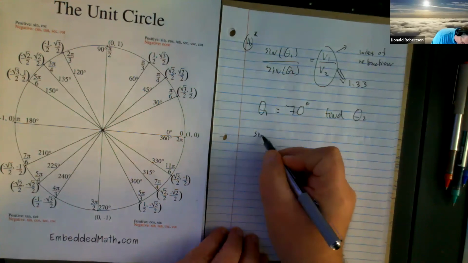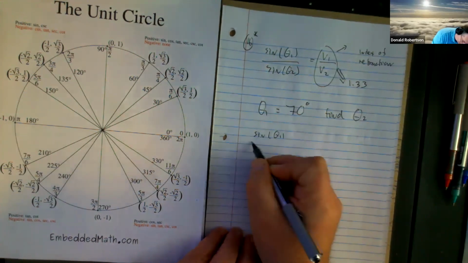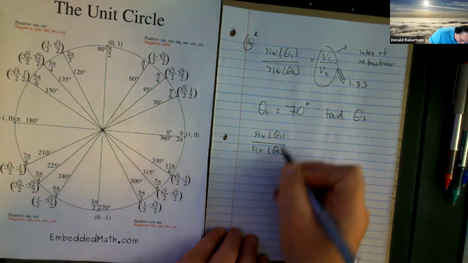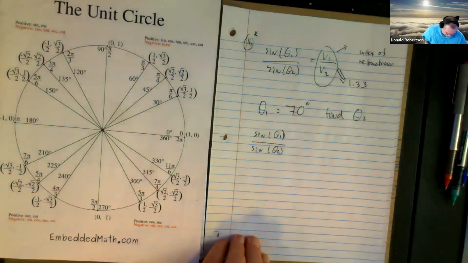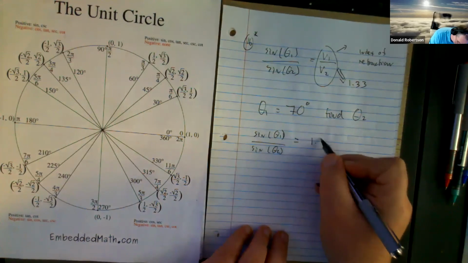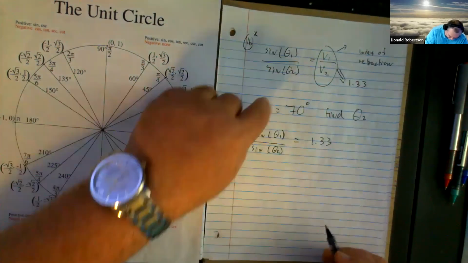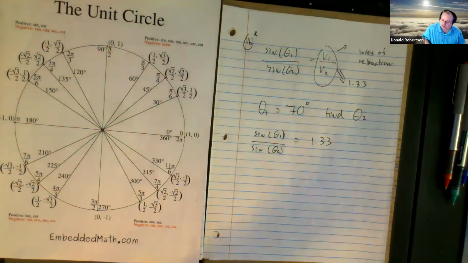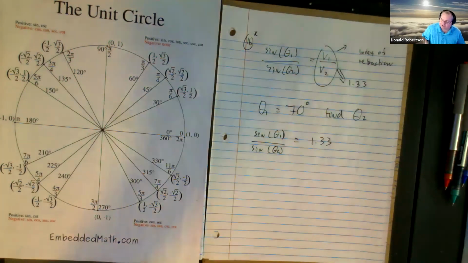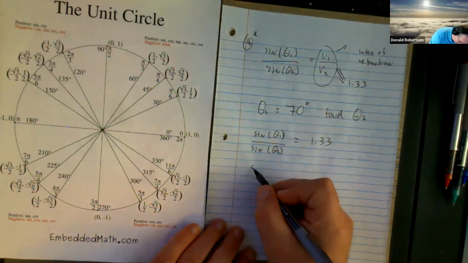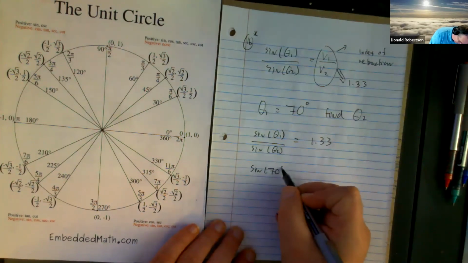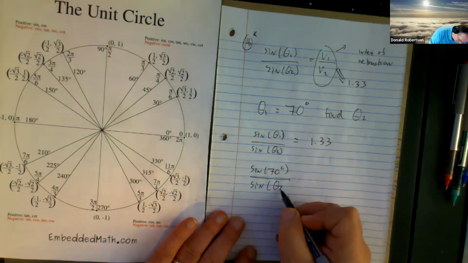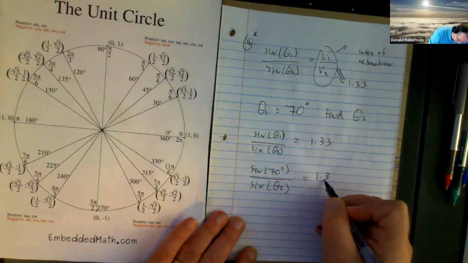So I'll start with the physics formula. If you know nothing about physics, but all you were told is that this was equal to 1.33, and then I told you what theta 1 is and asked you to find theta 2, wouldn't that be pretty much all you needed to know? You don't need to know the physics or anything. So the sine of 70 degrees divided by the sine of the angle I want to know, theta 2, is going to be 1.33.